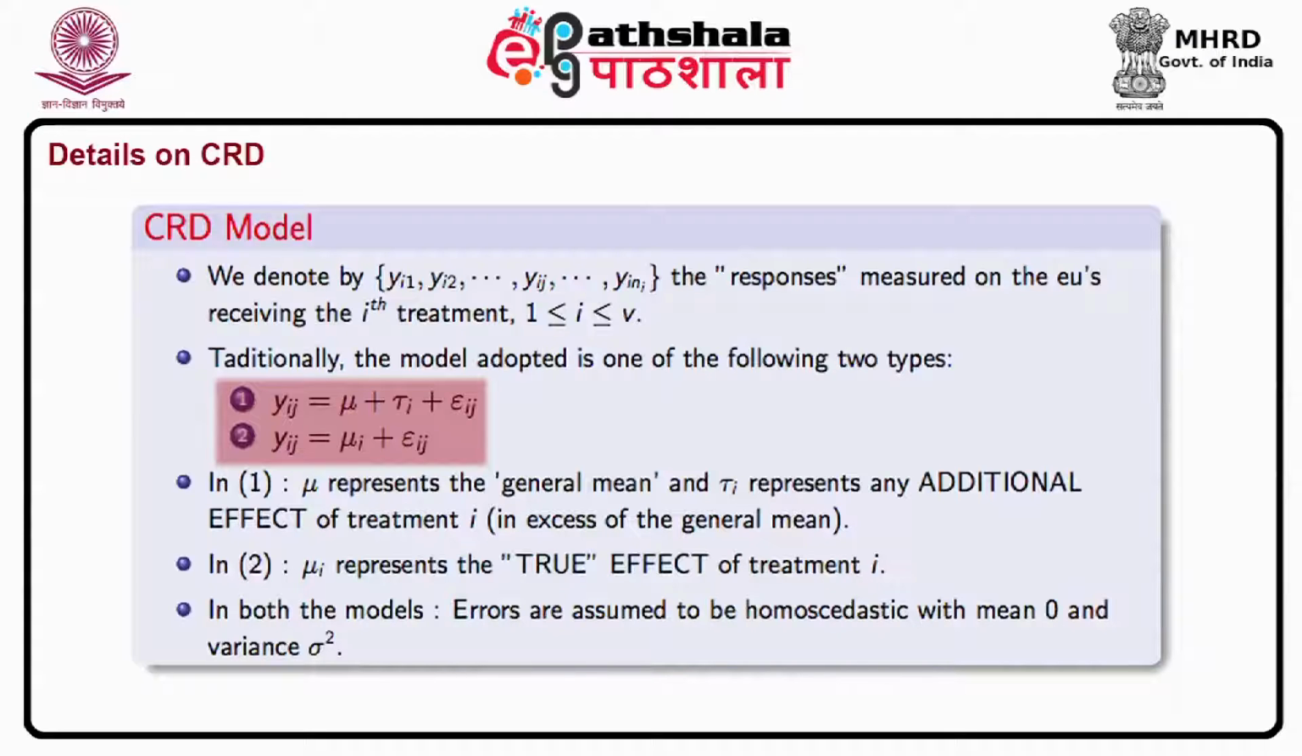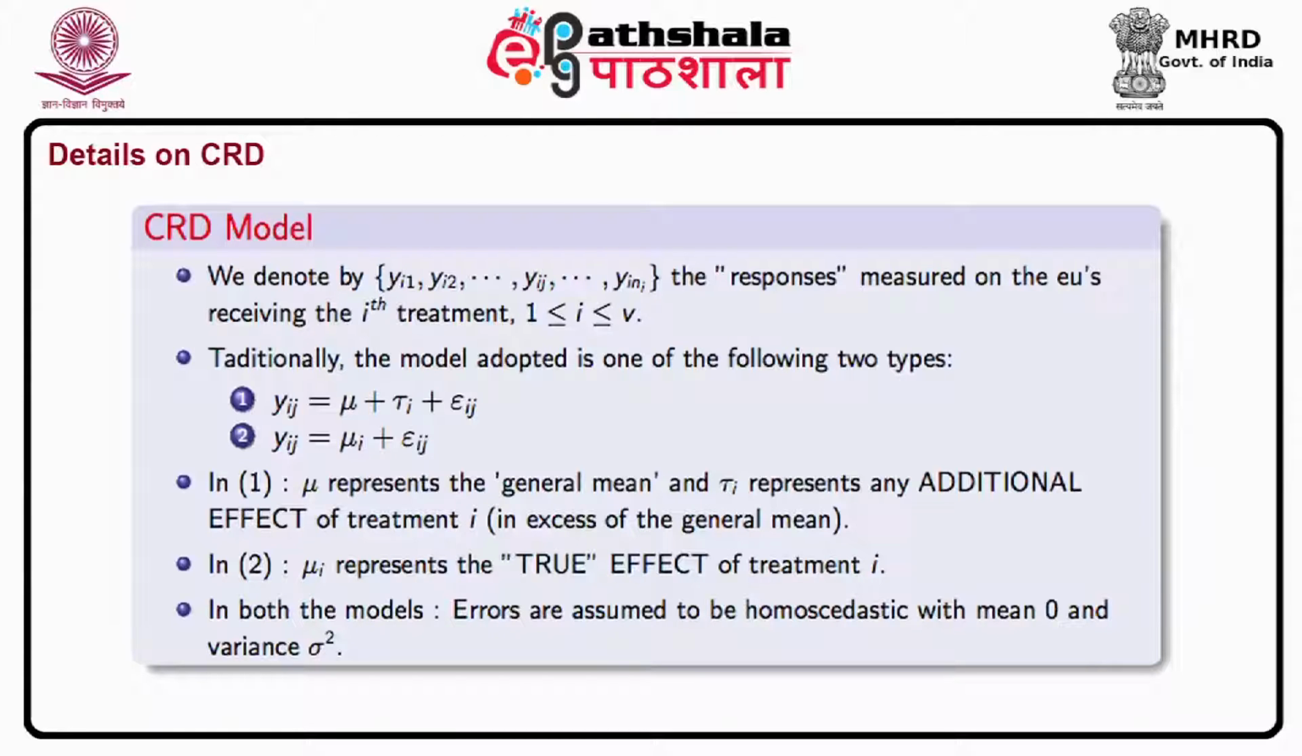So the first one is referred to as 1, and the second one is 2. Now, in 1, mu represents the general mean and tau i represents any additional effect of treatment i in excess of the general term. So that's why this tau i could go either way. If it is more efficient, much more than the average, tau i could be positive.